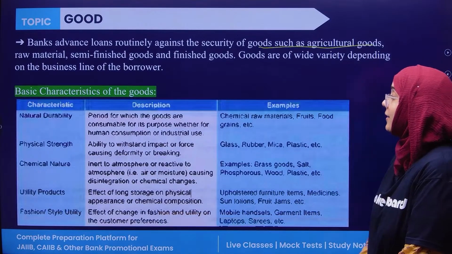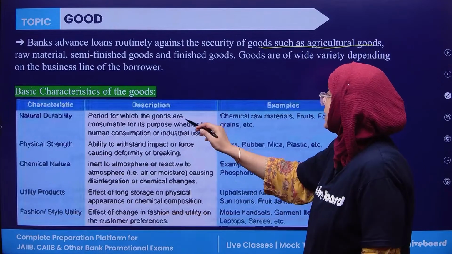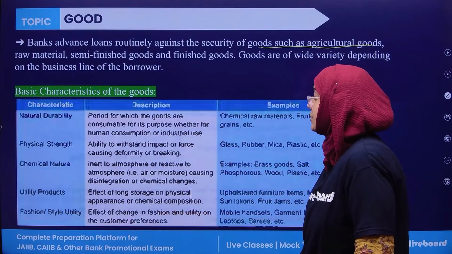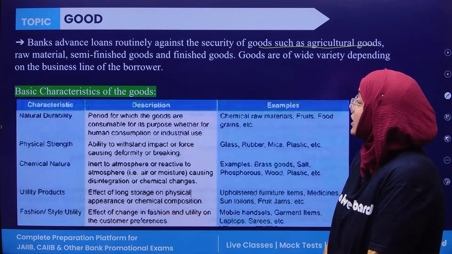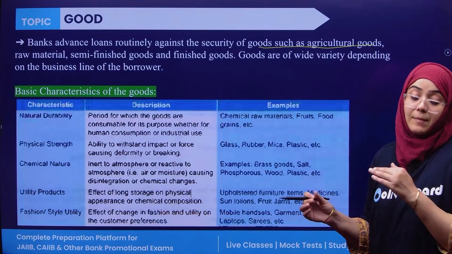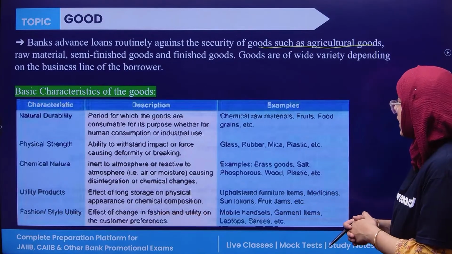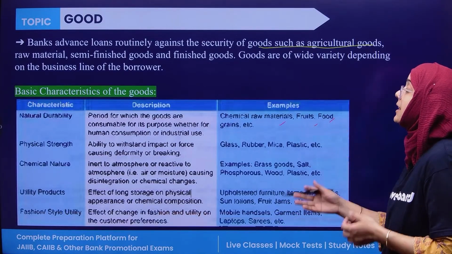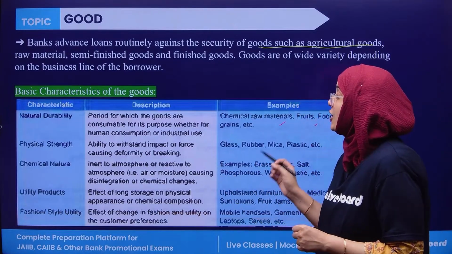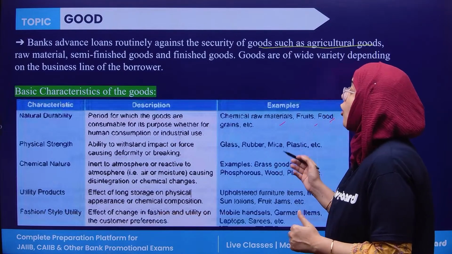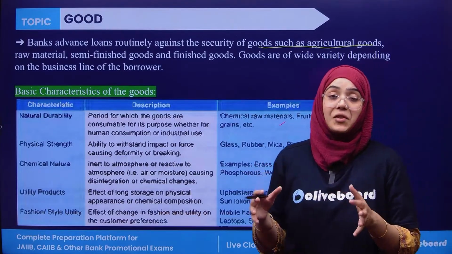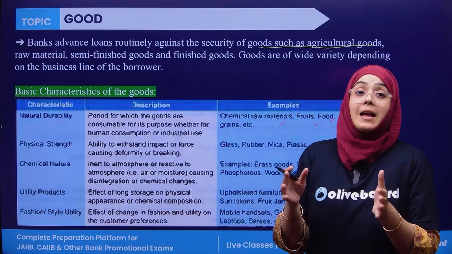If we talk about the characteristics of the goods, first of all, the period for which the goods are consumable, and for which purpose, whether for human consumption or industrial use. Then the nature of the goods: consumer goods are consumable in nature, like fruits or food or raw material. Physical strength: they are able to withstand the impact of force or breaking, like glass or rubber. So they have the physical strength to withstand the force that is against them.